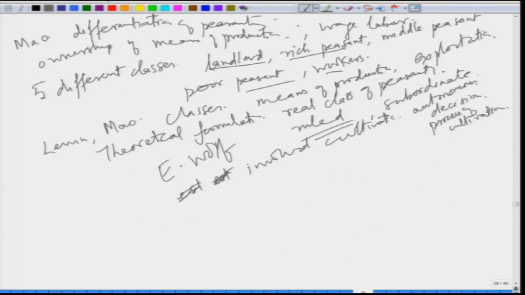And beyond that, we have certain other ways in which the peasantry has been seen, because as we see the transition which has taken place in the peasantry, we find that the peasantry is being marked by the shift from the homogeneous structure to the heterogeneous structure.